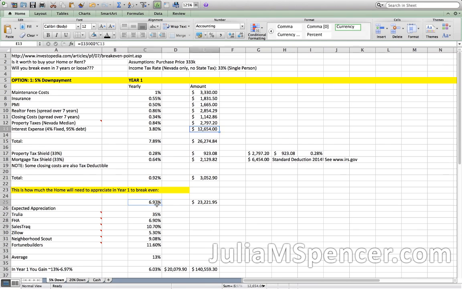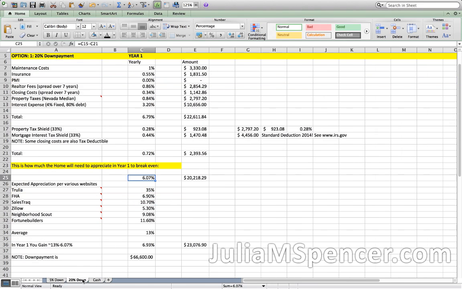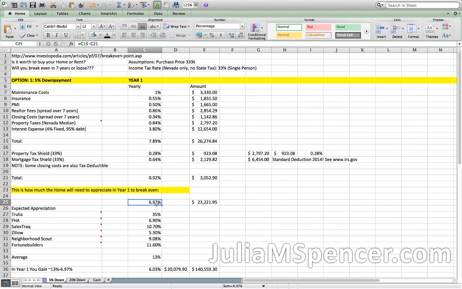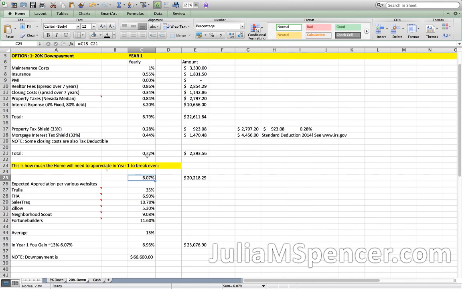while in the option of putting only 5% down, it would only have to appreciate by 6.97. So you see the difference isn't very big. That's why I always say don't put that much cash down, because you're not getting much gain from putting more money down. It's a little bit, but that's not very much.